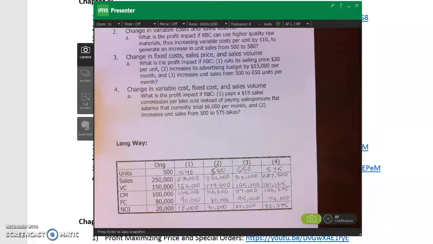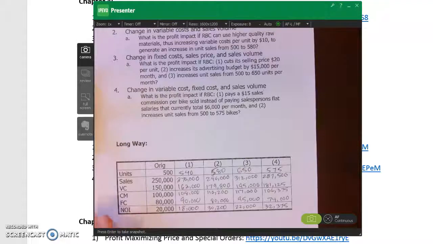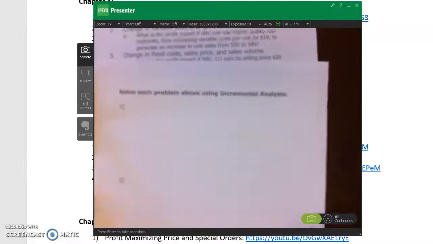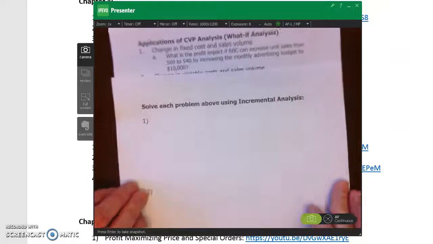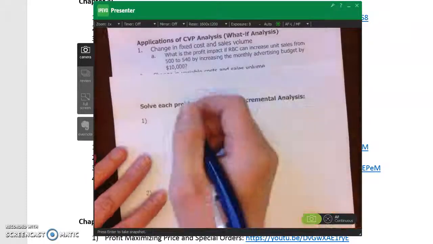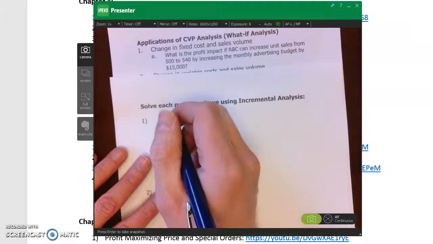Let's go ahead and do all these the shortcut way using incremental analysis. Okay? So if we look at this first one, what's the profit impact if RBC increases unit sales from 500 to 540? So I can come over here with incremental analysis. I'm going to be looking at my change in my contribution margin.